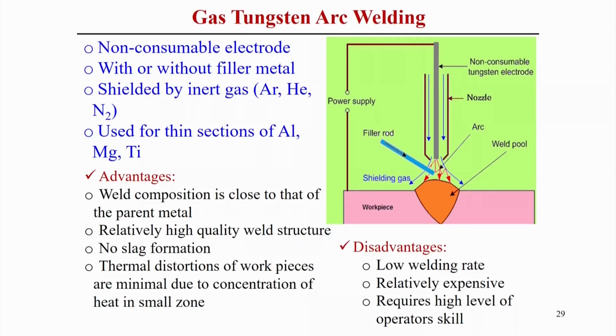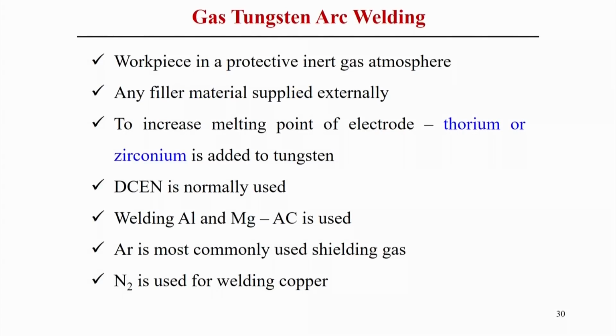Apart from this, we can look into other aspects of the gas tungsten arc welding process. One thing is that the workpiece remains in a protective inert gas atmosphere, and next, any filler material which is used is added externally. So there may or may not be any filler metal required, or the filler metal may not be part of the main welding system.